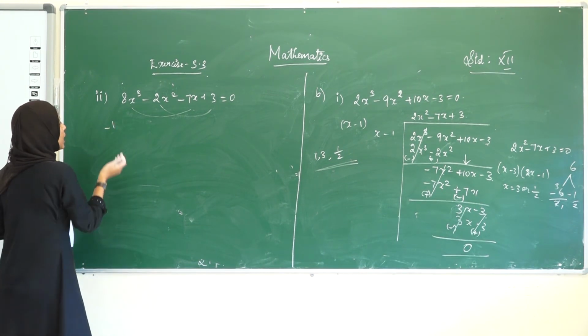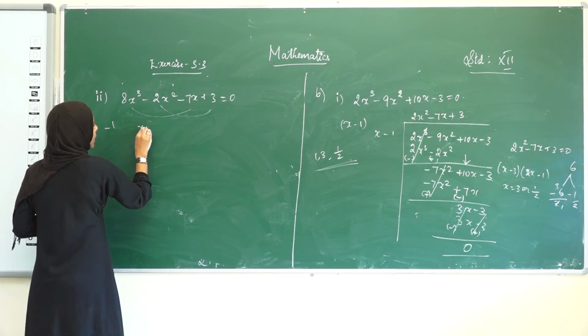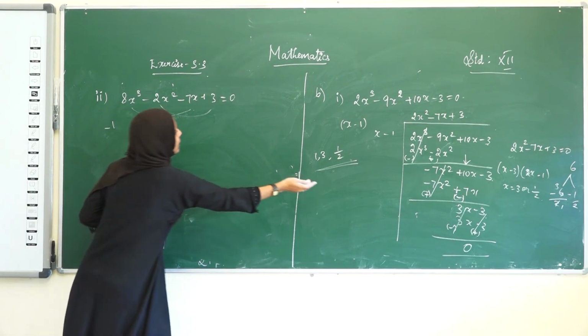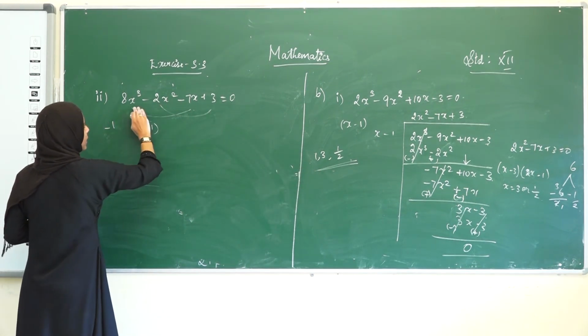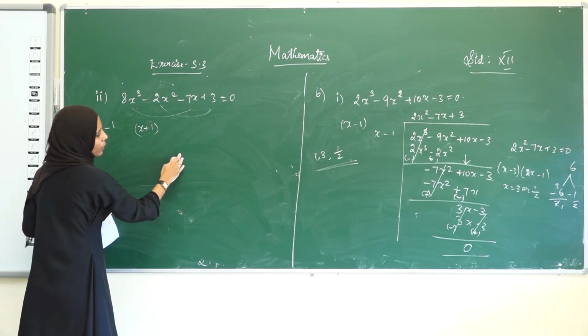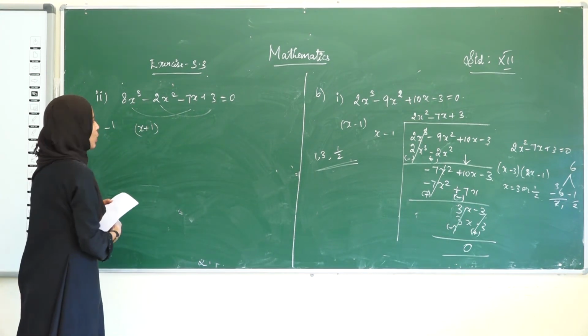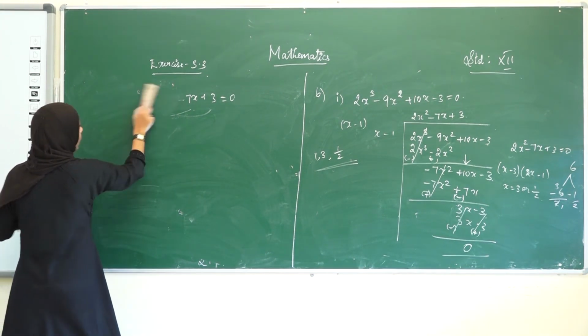We have seen this in the last class. Then what's the factor? x plus 1. We have found one root, this is the factor. Then we apply this method. We are going to divide this whole equation by this. Then we will get a quadratic equation, and while solving this, we get another 2 roots. Okay.